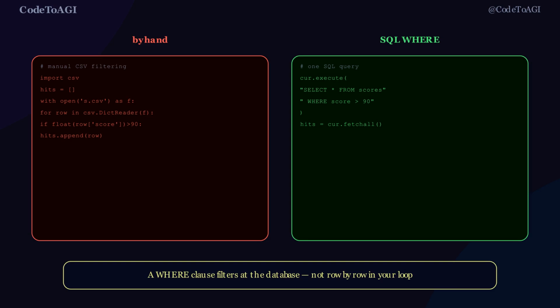Side by side, filtering by hand versus one SQL query. Manual filtering loops through every row in Python. It works, but it gets slower as the file grows. A SQL WHERE clause filters at the database, not in your loop. One line. The database does the heavy lifting. This is the entire reason SQL exists.